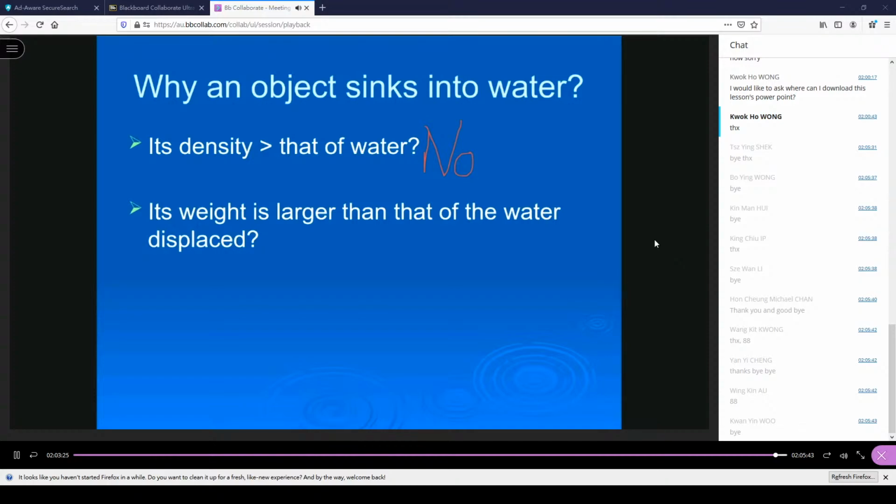The next polling is the last polling. So an object sinks when its weight is larger than that of the water displaced. It sinks.